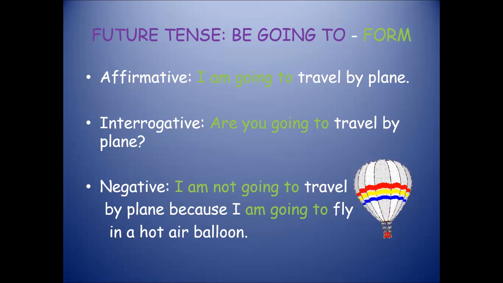Then a negative form, I am not going to travel by plane because I am going to fly in a hot air balloon. As you can see, the only thing that we need to add for the negative structure would be the negative particle not. It means I am not going to. It is always placed after the verb to be. So for example, if we said we were not going to travel by plane, the negative particle will have the same position. It won't change in terms of the order.